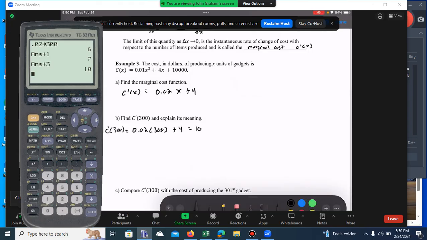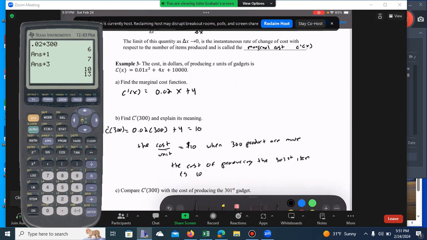And this means that the cost per unit is $10 when x is 300, or you can say it as the cost of producing the 301st item is $10. That's one way of saying it.